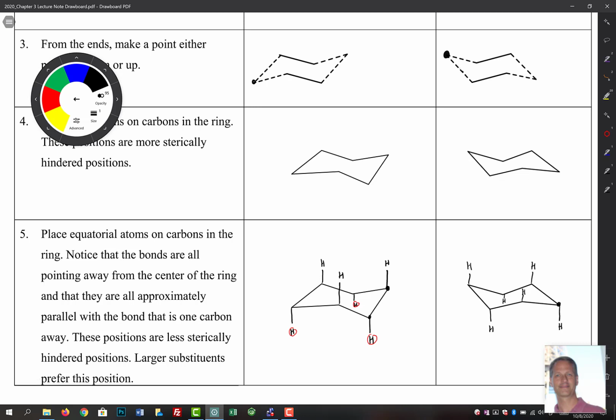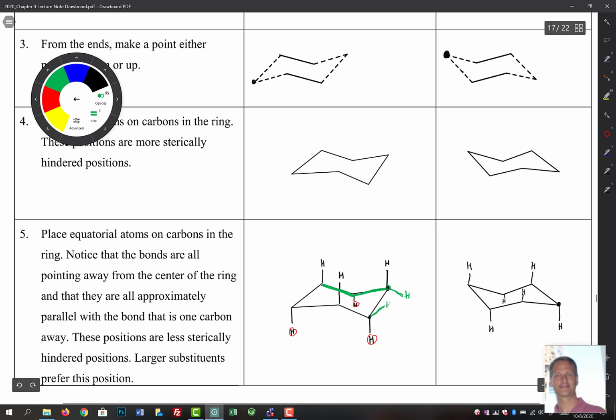All right, now putting the equatorial H's in is a little bit trickier. Remember, the main goal here is to have these look like tetrahedral. So we want this to come down just like so. And really we want that bond to be about parallel with the carbon bond that lies behind it. So about parallel with that. That's our goal. Here, that's going to come up, and we want that to be about parallel with this line.